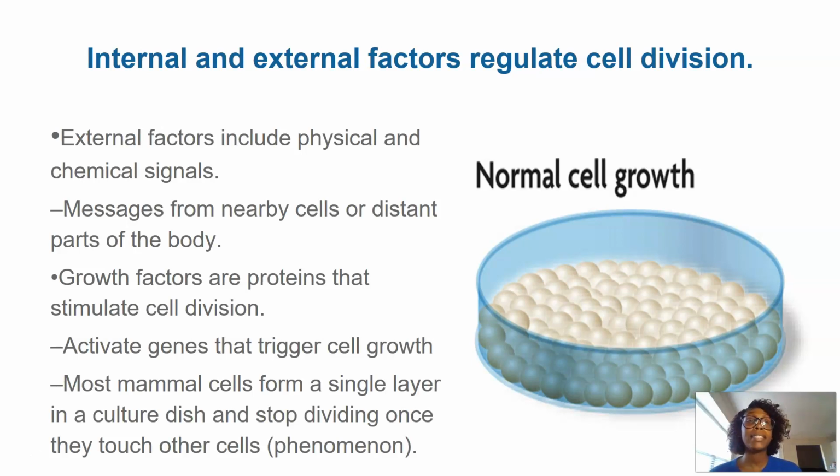So what are ways that it regulates? We have external factors such as physical and chemical signals that will allow the cell to regulate its normal division. If we look at this picture, this is a picture of normal cell growth. Once those cells grow and they're touching each other, they have signals to stop their growth. That stops the growth, and it prevents further damage to the cell.